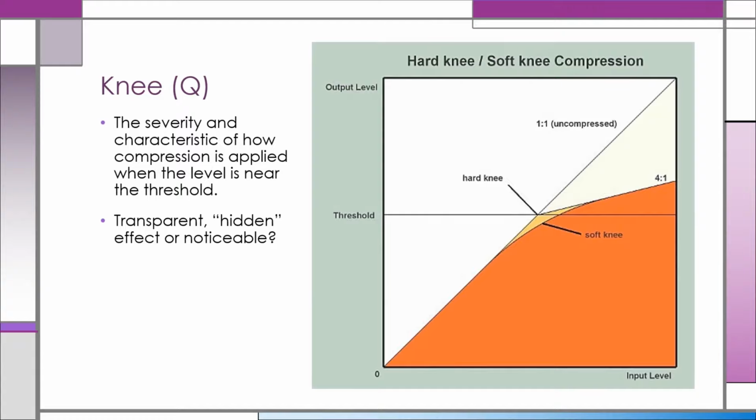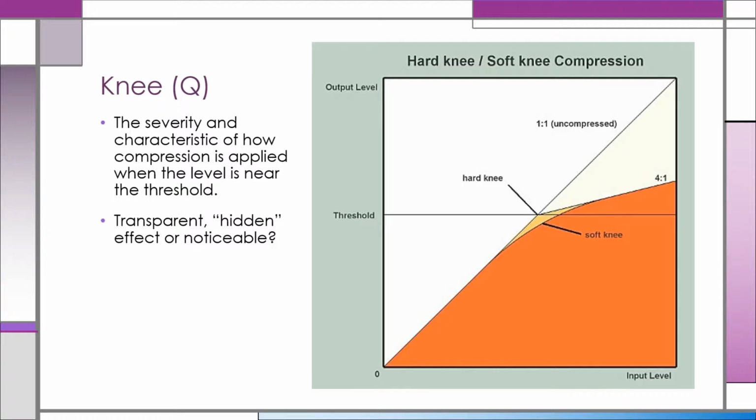And then we also have a knee, or what a lot of plugins and other folks call a Q. And this is how severely we're going to be applying compression and how severely we treat the threshold when we apply compression. So right now we've been talking about compression in terms of a hard knee, where there's a threshold, a certain level, and compression is either being applied or it's not, and it's completely dependent on whether or not it's above or below that one line, and that's it.